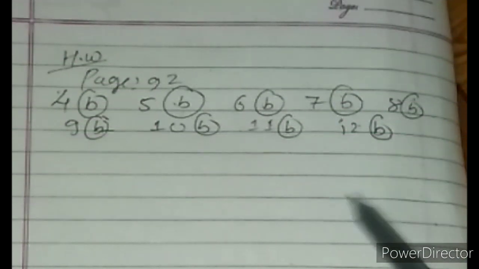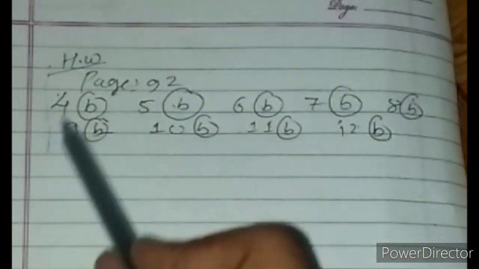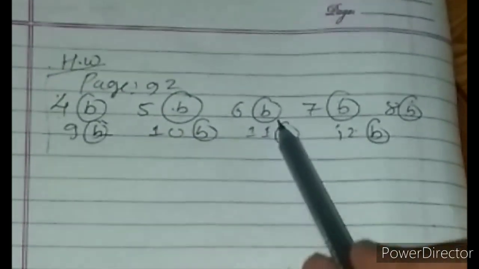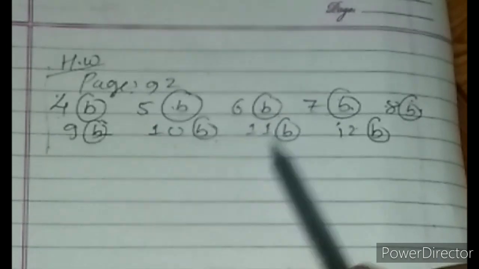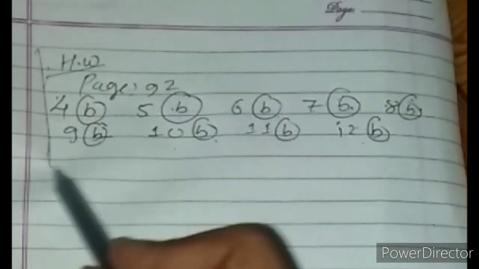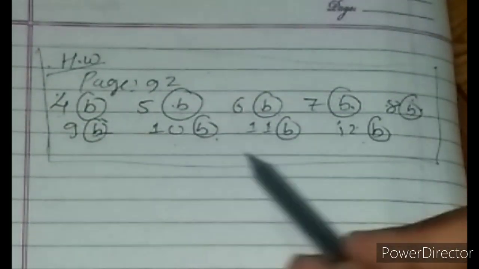After completing all these, you will be doing these numbers: 4B, 5B, 6B, 7B, 8B, 9B, 10B, 11, 12B. These are your homework. You will be completing it yourself.